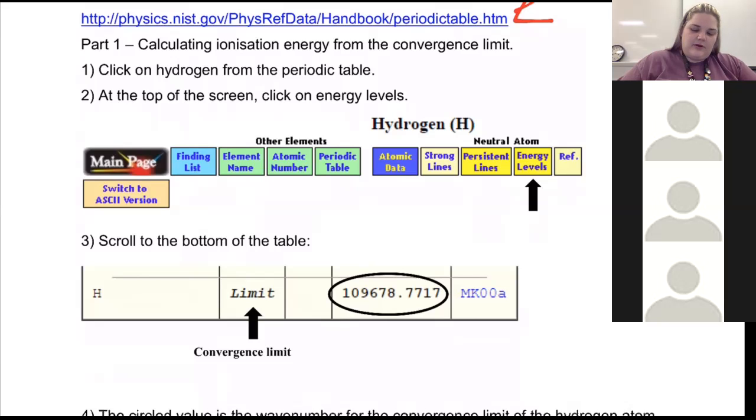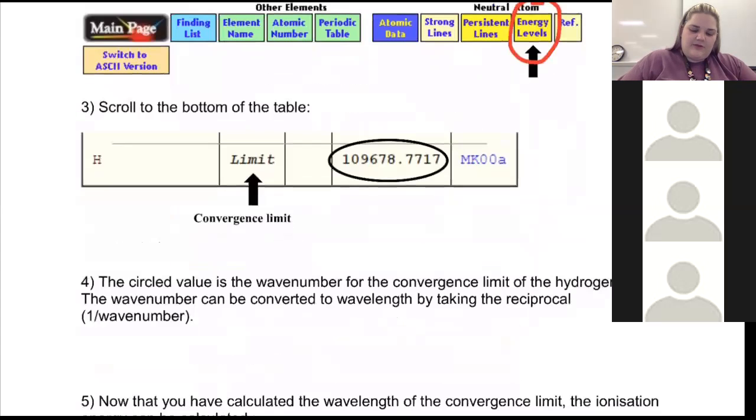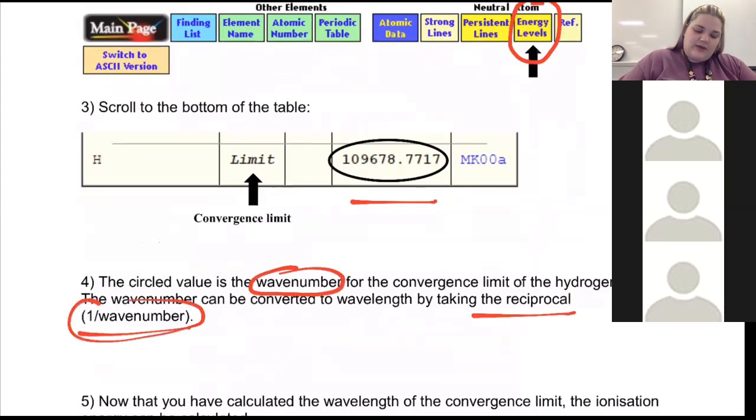You'll click over here on energy, you'll click hydrogen first on the periodic table, then you'll click on energy levels, and it says scroll to the bottom, and then it gives you the convergence limit, and so that's the value you need. But this value is called the wave number, and so to calculate the wavelength from the wave number, it says take the reciprocal. So you're going to do 1 divided by that number to get the wavelength.